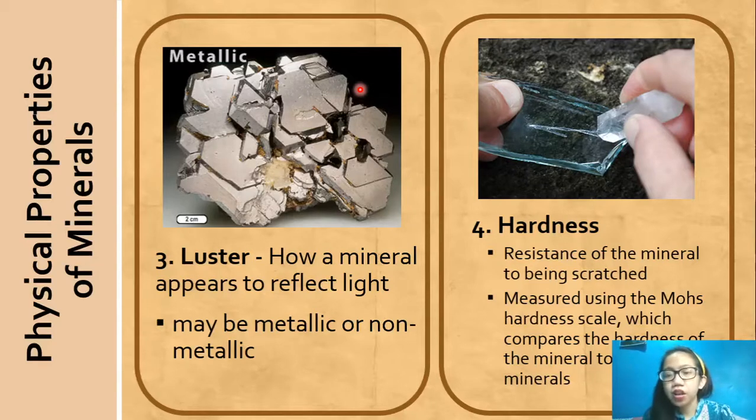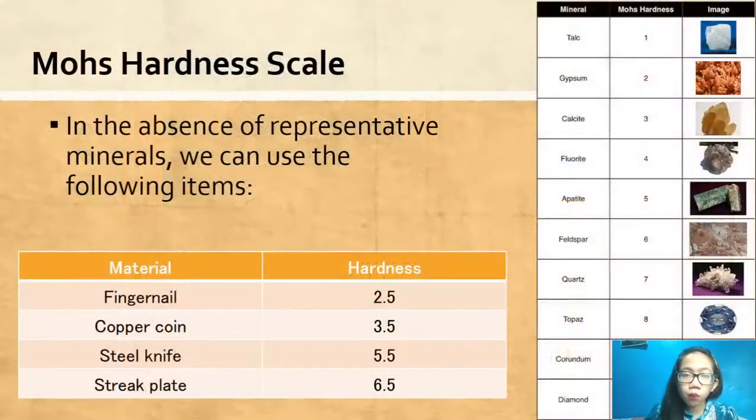Next, hardness. We can measure the hardness of different materials based on their ability to scratch other materials. For this, we use something called the Mohs hardness scale, a scale reference from 1 to 10. And this is what it looks like.